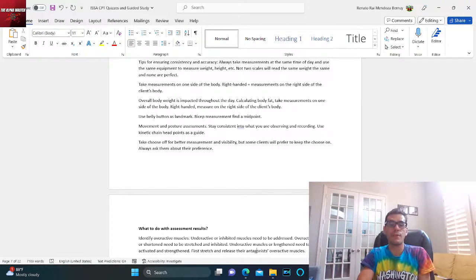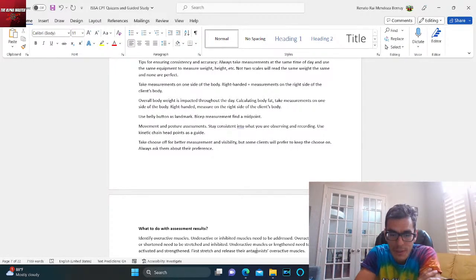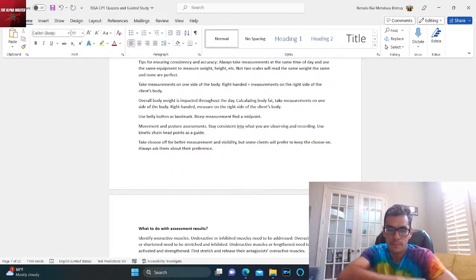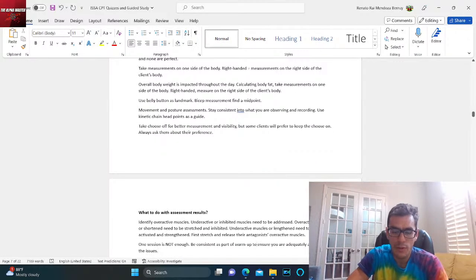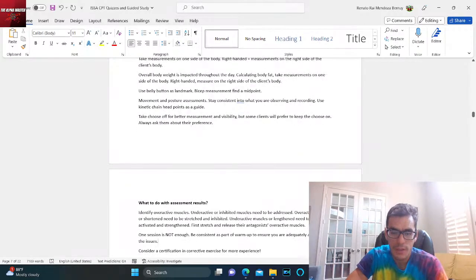Identify overactive muscles. Underactive or inhibited muscles need to be addressed. Overactive or shortened muscles need to be stretched and inhibited. Underactive or lengthened muscles need to be activated and strengthened. First, you need to stretch and release their antagonist overactive muscles. One session is not enough. Be consistent as part of warm-up to ensure you are adequately addressing the issues. Consider a certification in corrective exercise for more experience.